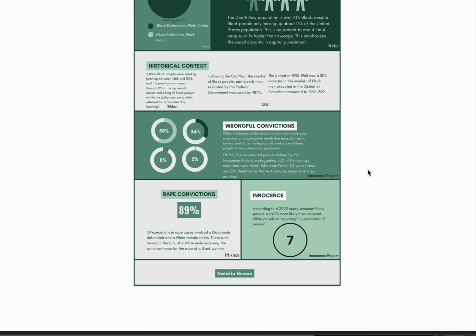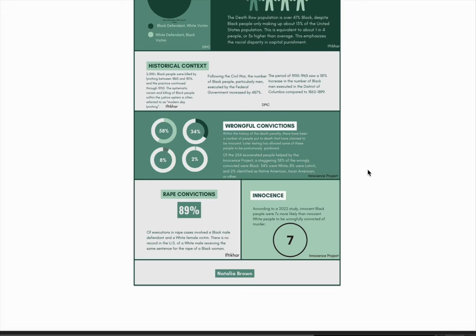Wrongful convictions. Within the history of the death penalty, there have been a number of people put to death that have claimed to be innocent. Later testing has allowed some of these people to be posthumously pardoned. Of the 254 exonerated people helped by the Innocence Project, a staggering 58% of the wrongly convicted were black.